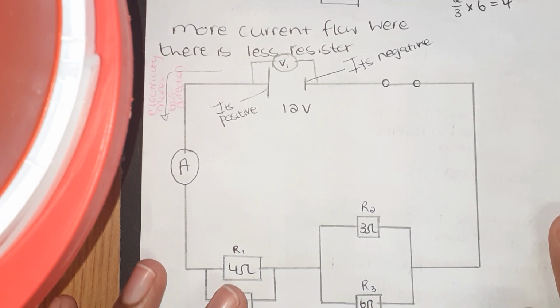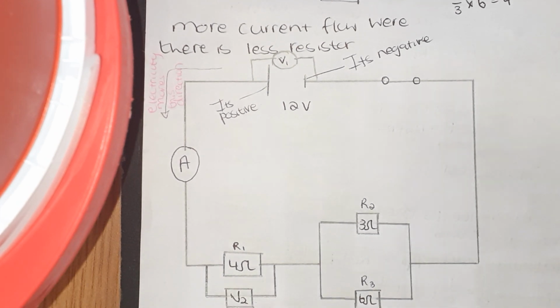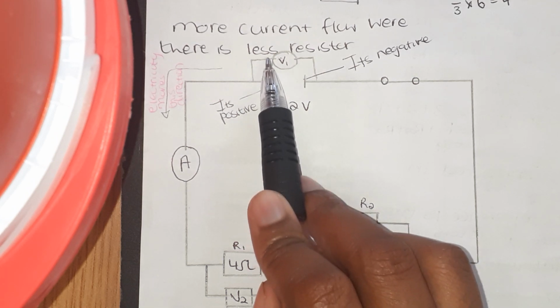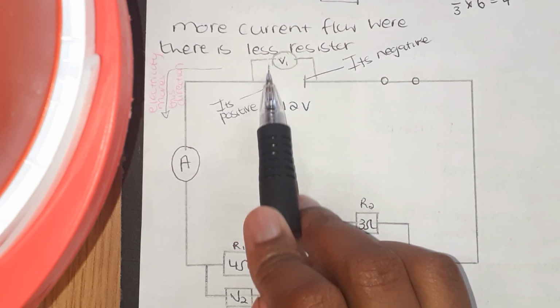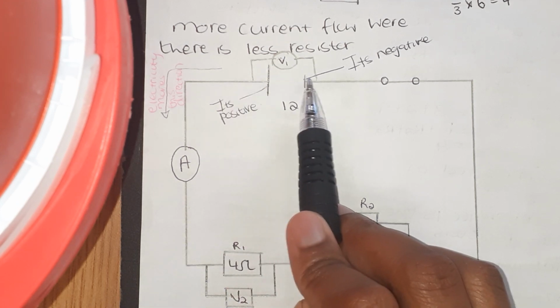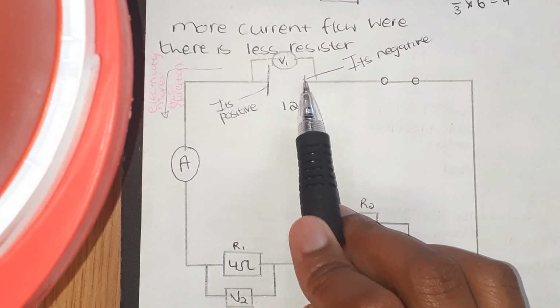Okay, now we have this circuit here. Electricity in a circuit flows from this bigger one. You must look at this, this is the battery. Look at this, this is the bigger one. It's positive, so electricity will flow from this side. This is negative. The small one is negative.